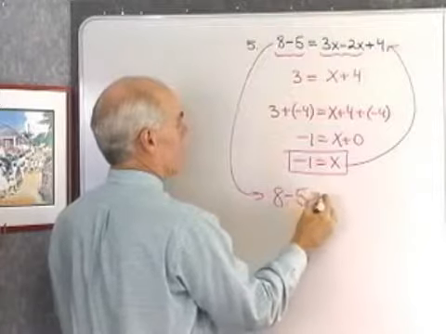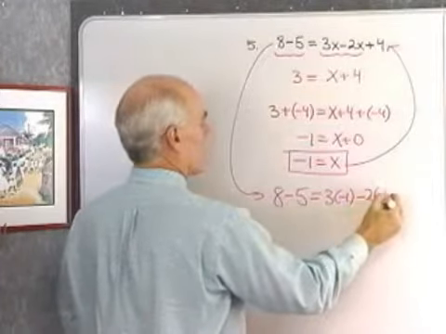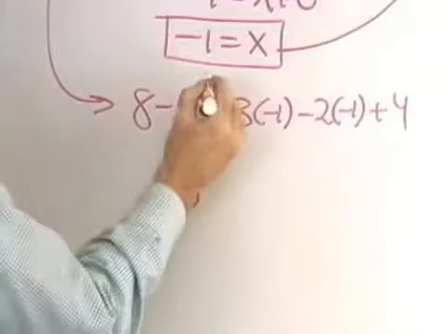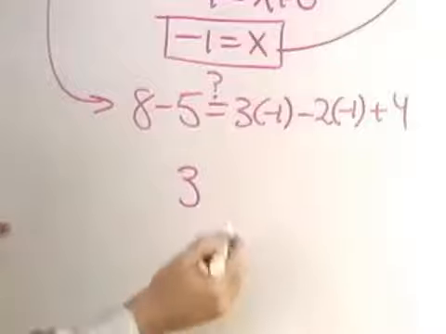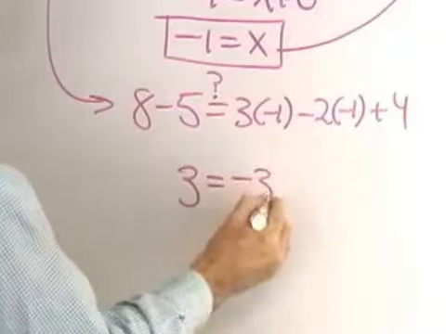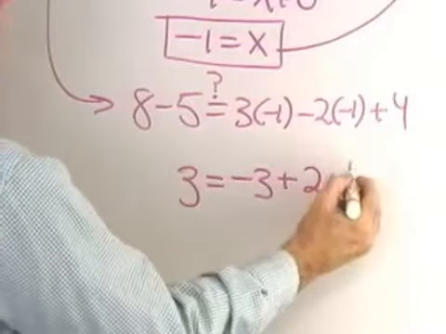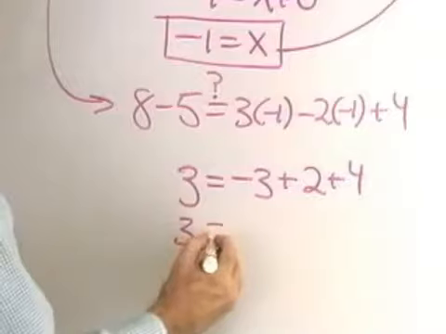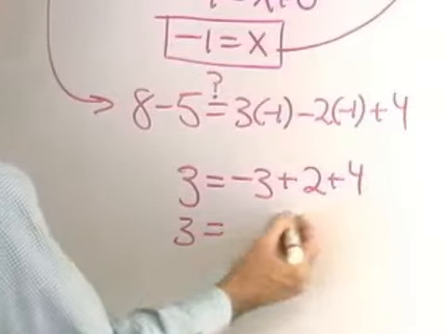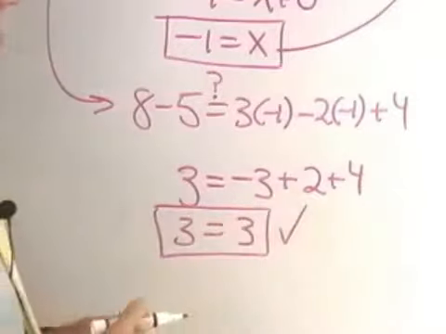8 minus 5 is equal to 3 times negative 1 minus 2 times negative 1 plus 4. 8 minus 5 is 3. And let me put my little question mark here, because I want to remember that I'm trying to see if this is a true statement or not. Minus 3, negative 2 times negative 1, positive 2, plus 4. 3 is equal to negative 3 plus 2 is negative 1, plus 4 is 3. So sure enough, I get a true statement. That means that my solution checks.